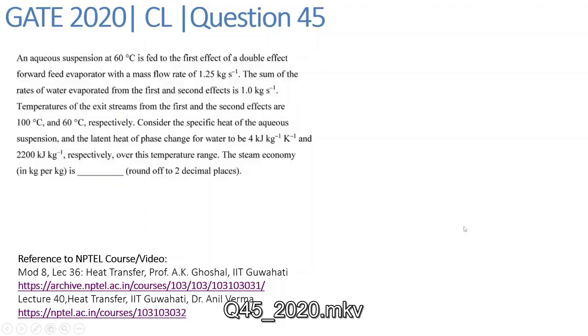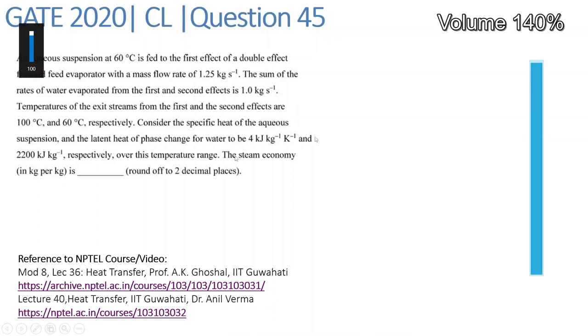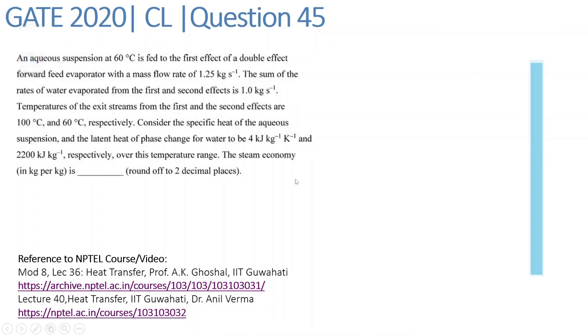Hello everyone. We will be looking at question 45 of GATE 2020 chemical engineering paper. The question is, an aqueous suspension at 60 degrees Celsius is fed to the first effect of a double effect forward feed evaporator with a mass flow rate of 1.25 kg per second. The sum of the rates of water evaporated from the first and second effect is 1 kg per second.